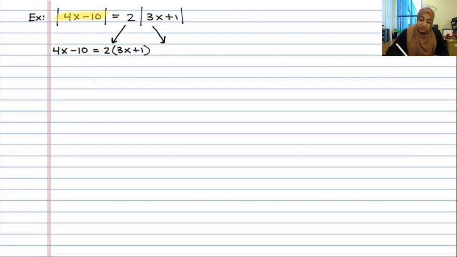The other equation I create, watch very carefully. I drop the absolute value bars on the left, equals 2 times the negative version of that 3x plus 1, because I need a positive version and a negative version. And that's how I do a negative version, because you need that whole expression to be negative, not just the 3x, not just the 1. And then you solve it.